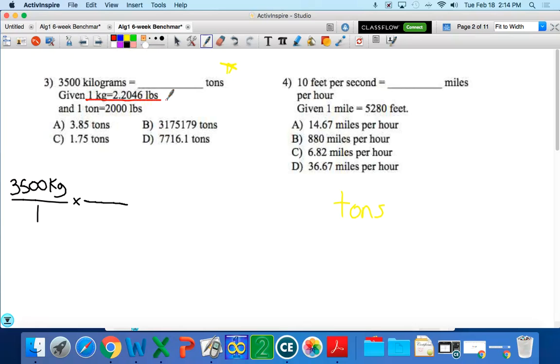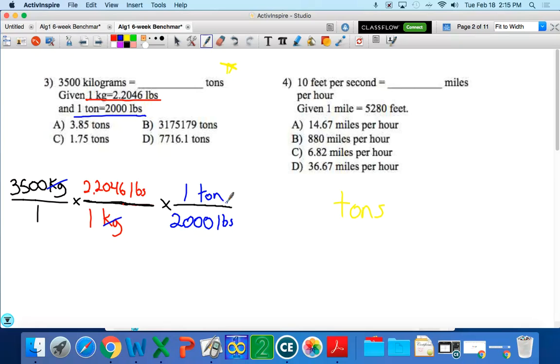So this first conversion factor is 1 kilogram over 2.2046 pounds. That's going to get rid of kilograms and leave me with pounds up top. That's one step closer to my final goal. Next, I use my other conversion factor. 2,000 pounds, notice the 2,000 has to go on the bottom now, is 1 ton. Pounds cancels with pounds.